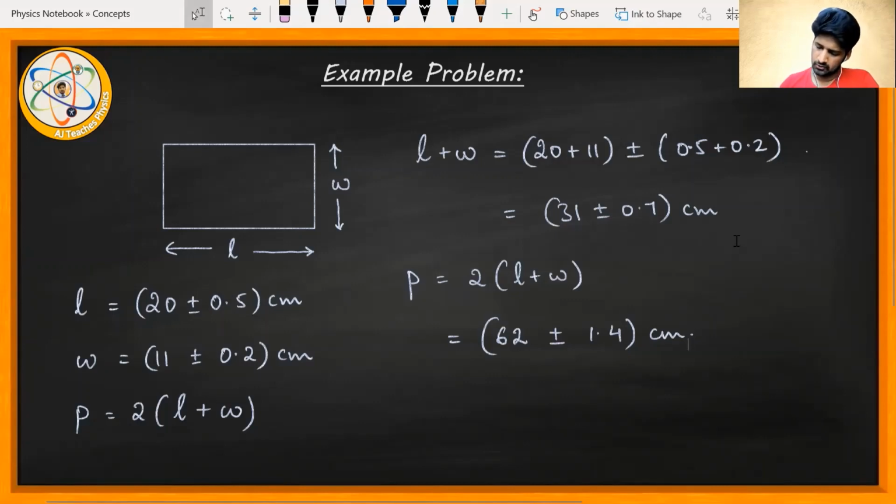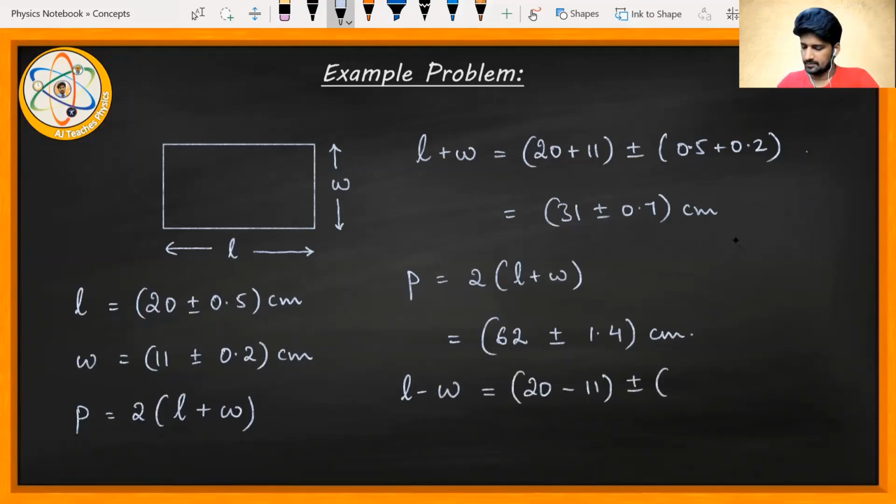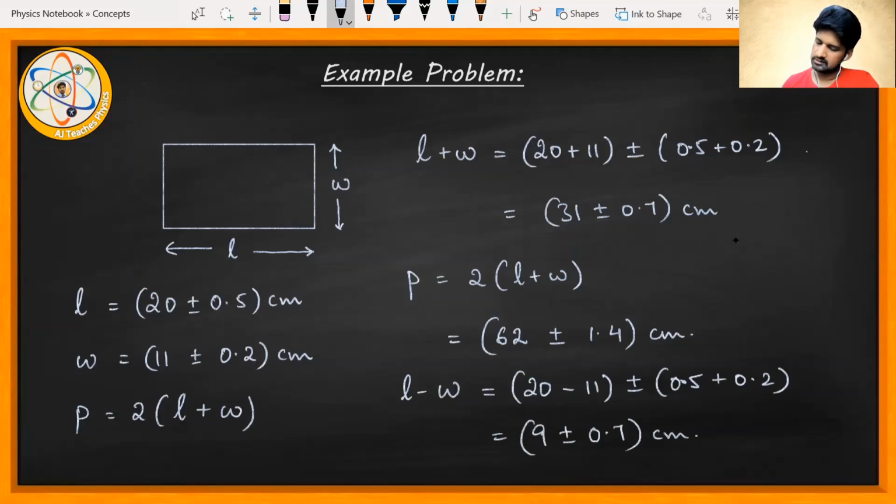Now let's just suppose you have to calculate L minus W for some reason. It can be calculated as the true value of L minus the true value of W plus or minus. Now just recollect that even if measurements are subtracted, their uncertainties are still to be added. So 0.5 plus 0.2, which becomes 9 plus or minus 0.7 centimeters. This is the correct way to express L minus W.